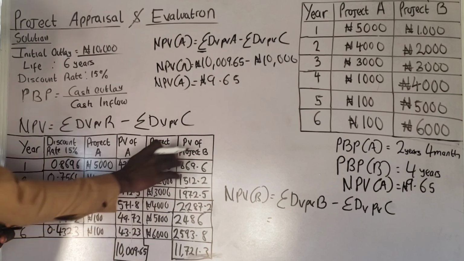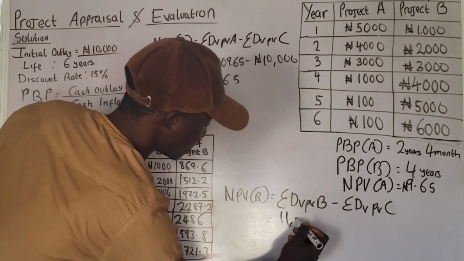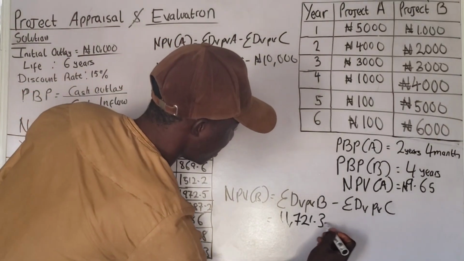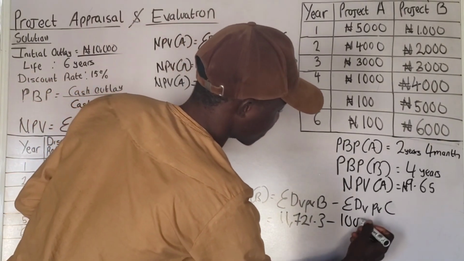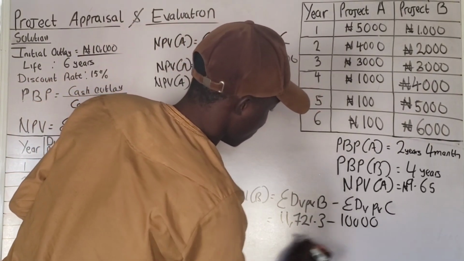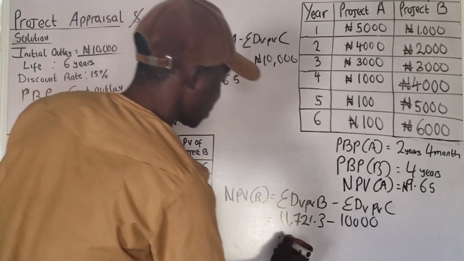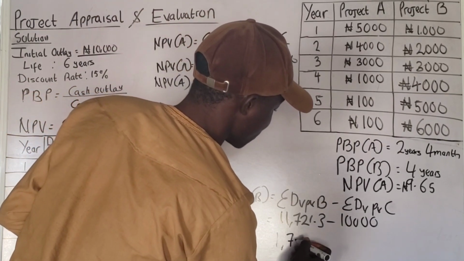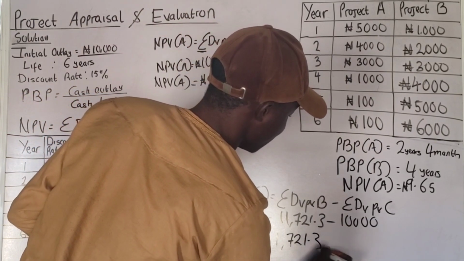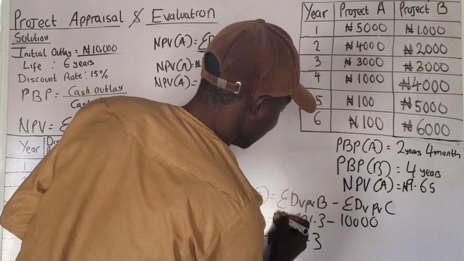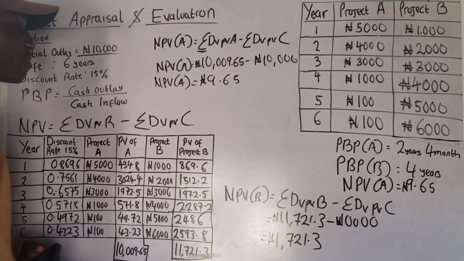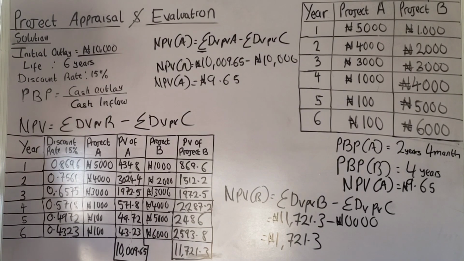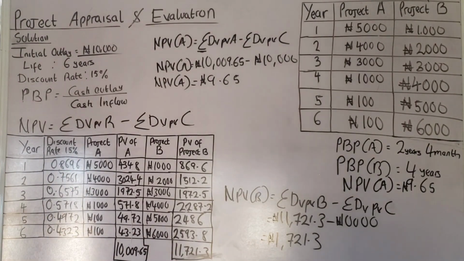Okay, so when I sum this together, I have 11,721.3 minus the initial cash outlay, which is 10,000 naira. So for this, we're going to have 1,721.3 naira. That is the net present value of project B. Do you understand? Okay, so we've gotten the net present value of project A and the net present value of project B.